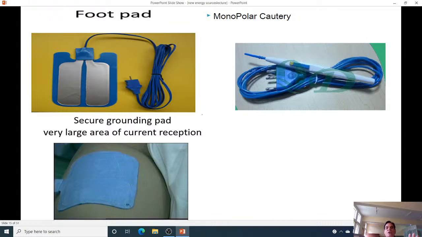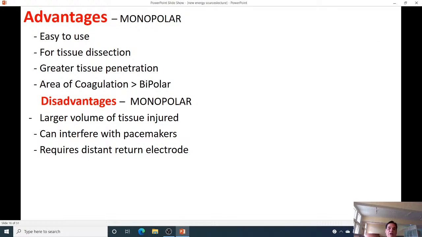These are the commonly used accessories in our OT. It is a foot pad. One is for the coagulation, one for the cutting. Two are separate. This is a monopolar cautery pencil. And the last one is a large area grounding pad. So a large area for current reception is here on the right side. Okay, you understand this?